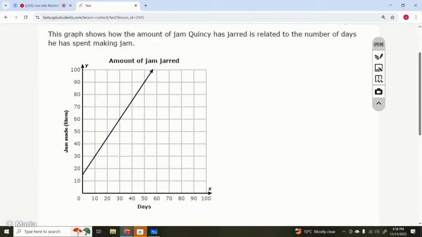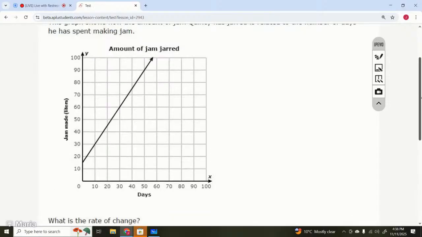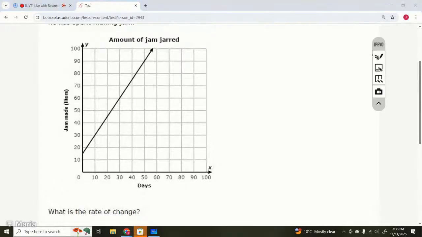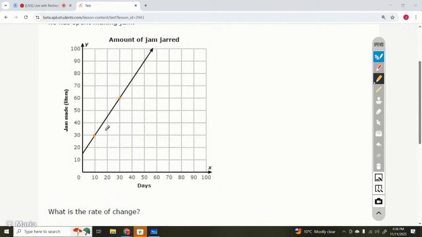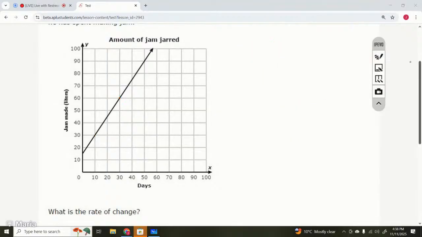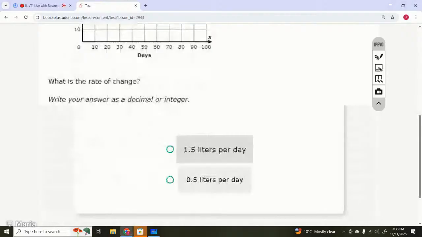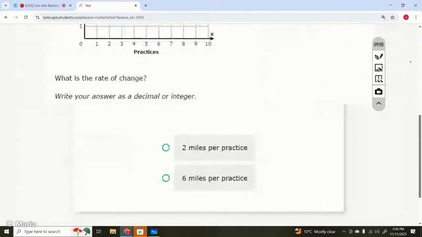The graph shows how the total amount of jam Quincy has jarred is related to the number of days he has spent making jam. What is the rate of change? So here is the first point and here is the second one, that is 10 and 30, and the second one is 30 and 60. So the slope is 60 minus 30 is 30, and 30 minus 10 is 20, so that is 3 over 2. The correct option is 3 by 2, that is 1.5 per day.